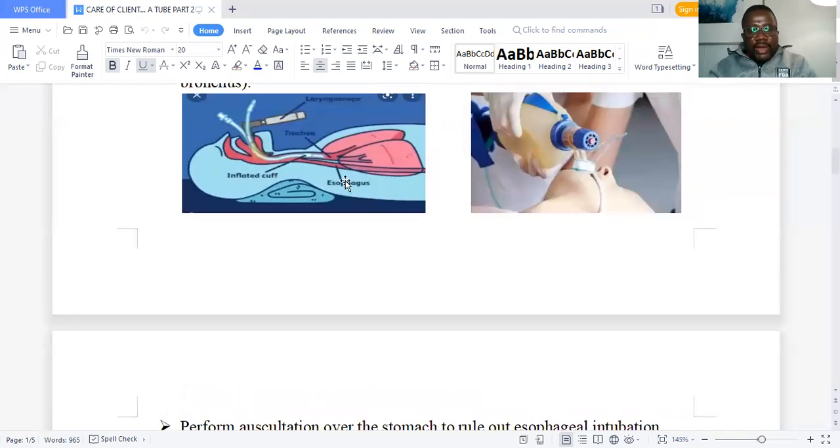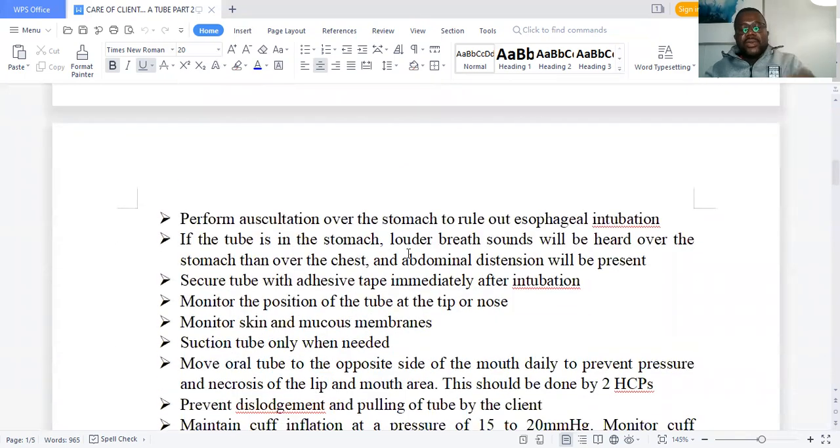This area is very important. You can see from here, this is the esophagus, and it is possible that if the laryngoscope does not open the airway very well, you might mistakenly pass the endotracheal tube into the esophagus. And when you ventilate, air is instead going into the stomach, and you will find abdominal rise and fall when you ventilate. So you have to be very careful.